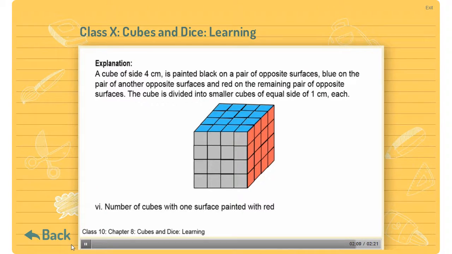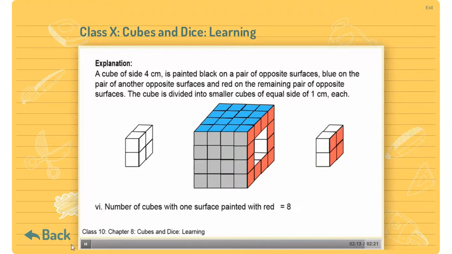Now let's look at the sixth point. Number of cubes with one surface painted with red equals to 8. So the number of smaller cubes with one surface painted equals to 8 plus 8 plus 8, which equals to 24.